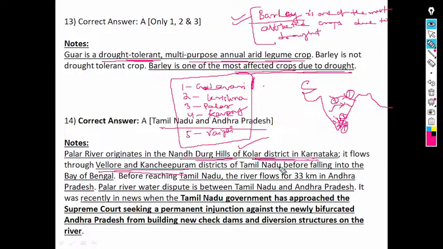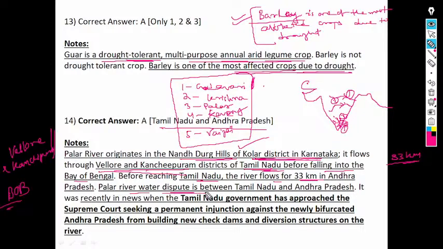Pallar River originates in the Nandi hills of Kolar district in Karnataka. It flows through Vellore and Kanchipuram district of Tamil Nadu before falling into the Bay of Bengal. Before reaching Tamil Nadu, the river flows through 33 km in Andhra Pradesh particularly.